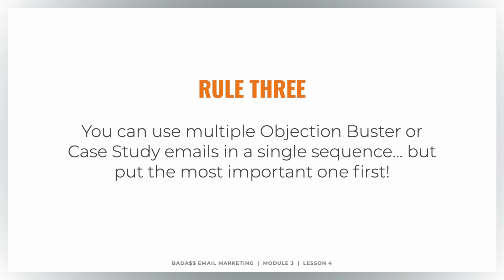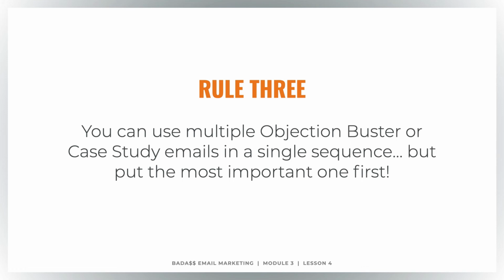Now, rule number 3: you can use multiple objection buster or case study emails in a single sequence. And if you do that, put the most important one first. In other words, if you've got 2 objections you want to address, and it's 1 per email, which one is the most important one to address? That one comes earlier in the sequence. If you're going to use 2 case studies, which one do I think is going to resonate the most with my audience? I'm going to put that one first.